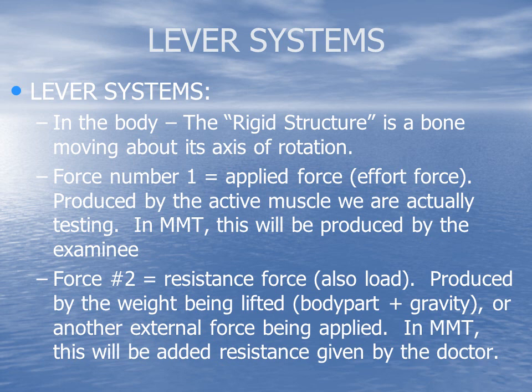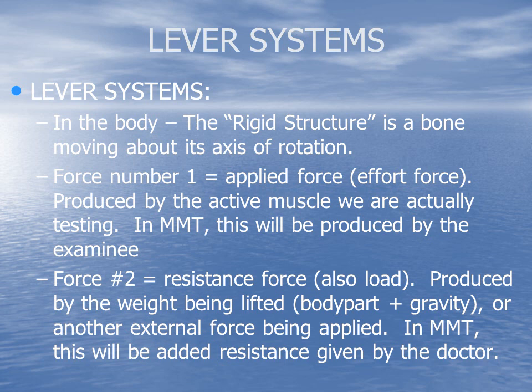And force number one is what we call the applied force or the effort force. And the applied force or the effort force is produced by the active muscle that we're actually testing. And in this example, we're talking about the bicep muscle. So in manual muscle testing, this force is produced by the examinee or the injured worker. And force number two, also known as the resistive force or the load, is produced by the weight that's being lifted.